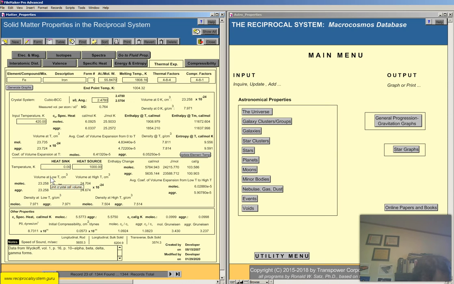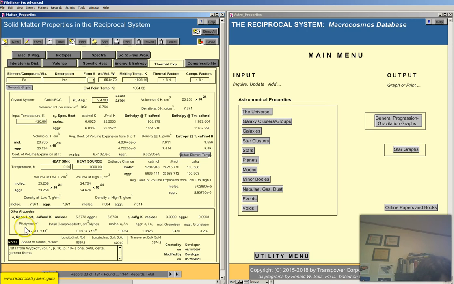Unit crystal cell volume. That's 10 to the minus 24, so you can see how small this is. And then it calculates the average coefficient of volume expansion from low T to high T, which you could use in your engineering work. Density at low T is here, density at high T is here. So, I do duplicate the data from some of these previous screens here just for convenience, so you don't have to keep hopping back and forth between the screens.